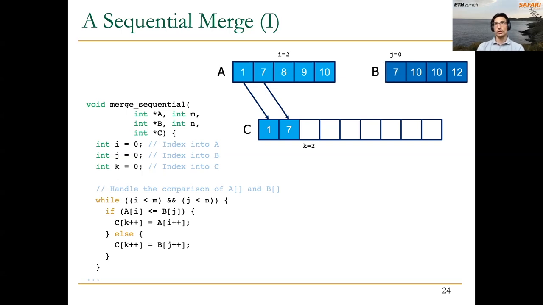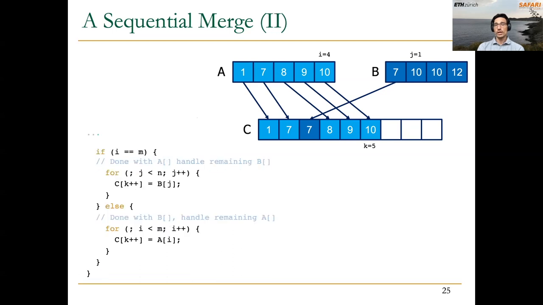And again, we compare. In this case, the element B0 is smaller than the element A2 from array A. So we place in the output at K equal to two this seven coming from B. So we increment, in this case, J and K. We again compare the element with value eight and the next elements from array A as well. And we go to the next part of the code.